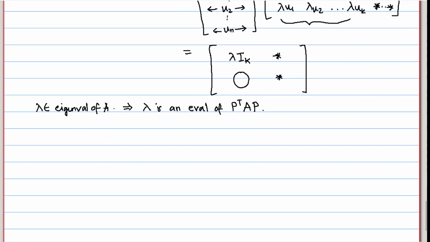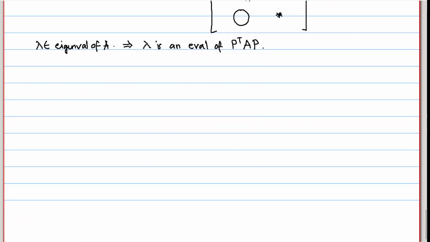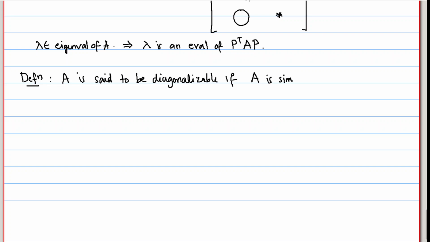Let's look at the definition of diagonalizability. The definition says that A is said to be diagonalizable if A is similar to a diagonal matrix.